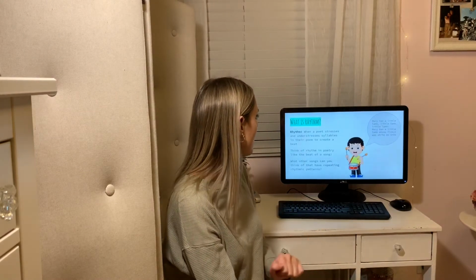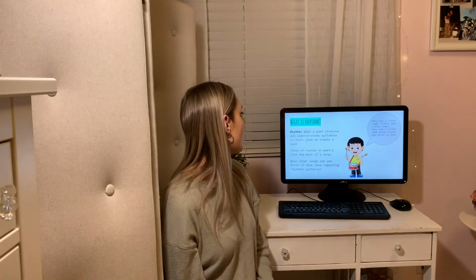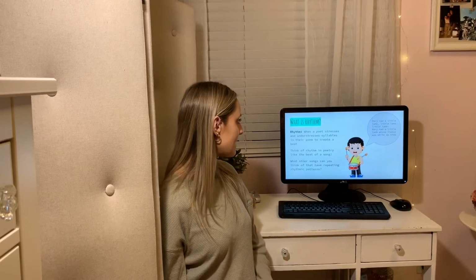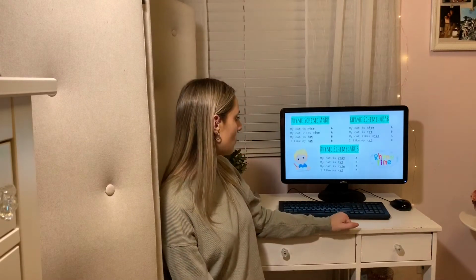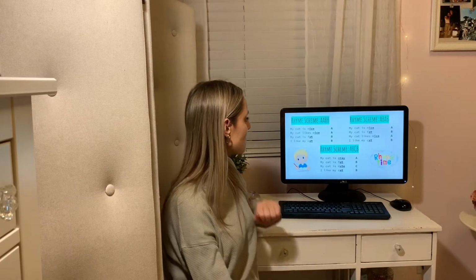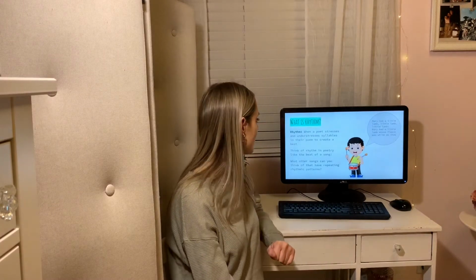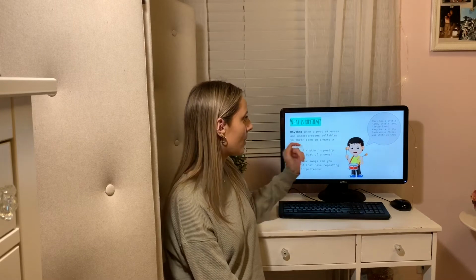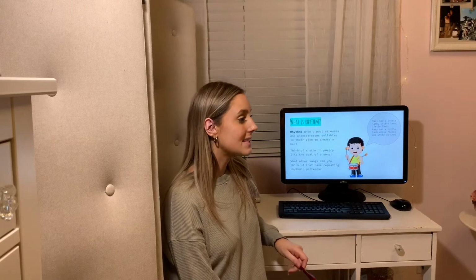Okay. So now we've been talking a lot about rhythm, but what is rhythm? A rhythm is when a poet stresses and understresses syllables in their poem that kind of creates a beat, a certain flow of a poem. So we saw that back on this slide when we say, my cat is gray, my cat is fat, my cat is cute, I like my cat. You can kind of feel a beat when you say those words. So that's basically just what rhythm is talking about. You can also see that in the nursery rhyme, Mary Had a Little Lamb. It has a very distinct rhythm when you sing it or when you even say it out loud.